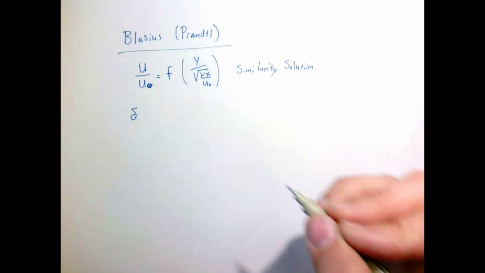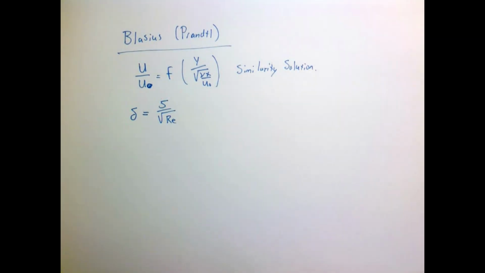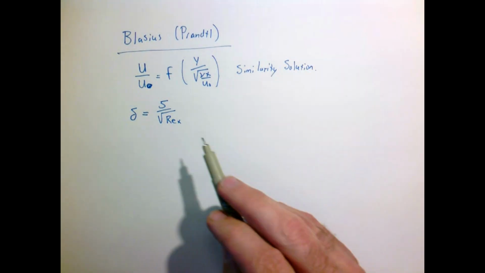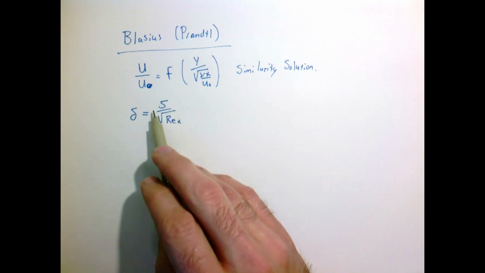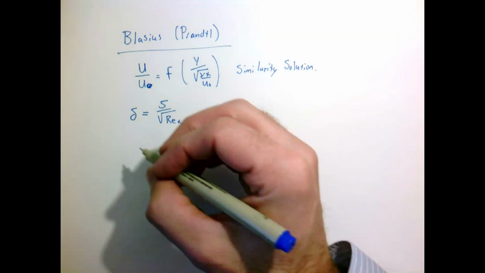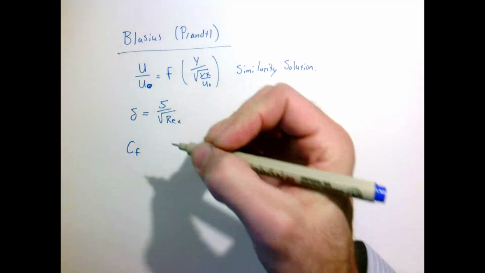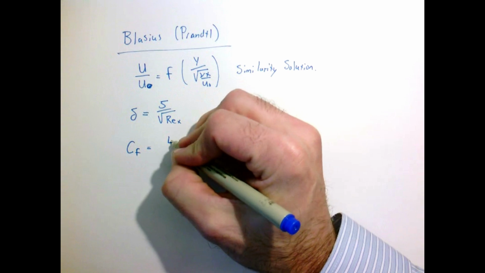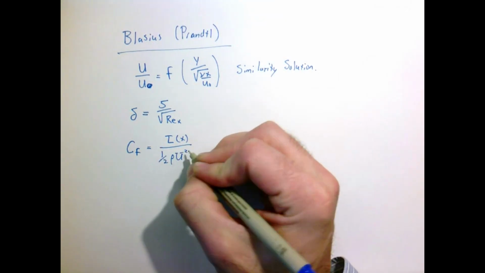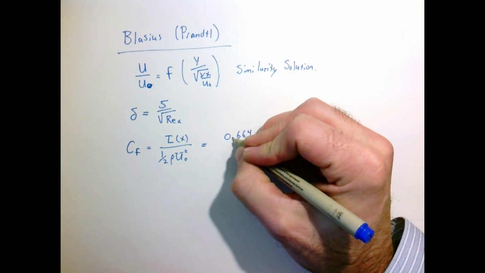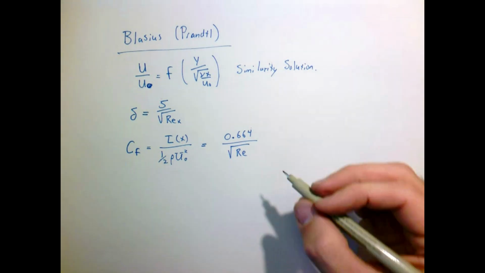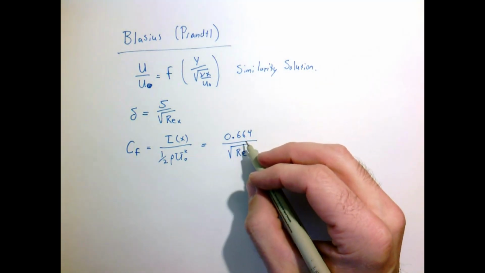So the key results are the thickness of the boundary layer is 5 divided by the square root of the Reynolds number. So just by scaling arguments, we decided that it ought to scale as 1 over the root Reynolds number. So the Blasius solution justifies that and gives us the coefficient out front, which is 5. It also defines the coefficient of friction, which could be defined as the local shear stress, which is a function of x, divided by the kinetic energy of this factor 0.664 divided by the square root of the Reynolds number.